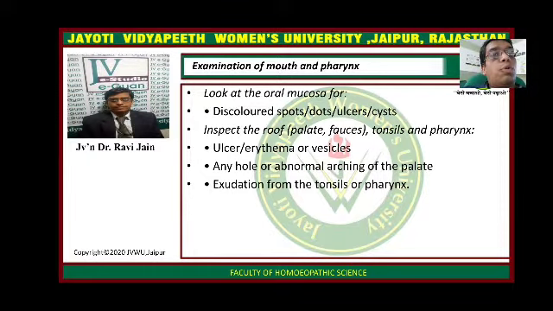So in the oral mucosa, you have to check for any kind of discolored spots, dots, ulcers or cysts. Then you have to inspect the roof, where we saw the hard palate and soft palate, fauces. So you have to check the palate, fauces, tonsils and pharynx for any kind of ulcers or erythema or vesicles. Then you have to check for any hole or abnormal arching in the palate. And then you have to check for any kind of exudation from the tonsils or pharynx.